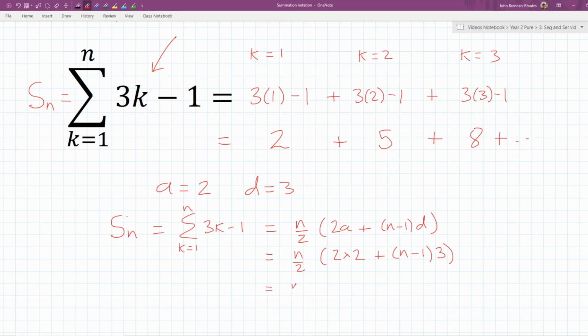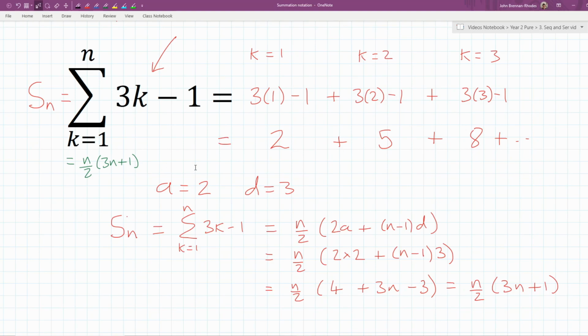So this is equal to n over 2, open brackets, 4 plus 3n minus 1. So this is equal to n over 2, in brackets, 3n, no, minus 3 here. So 3n plus 1. So that is a way of expressing this. I can see that overall, this is equal to n over 2, 3n plus 1. So we have managed to sum it.